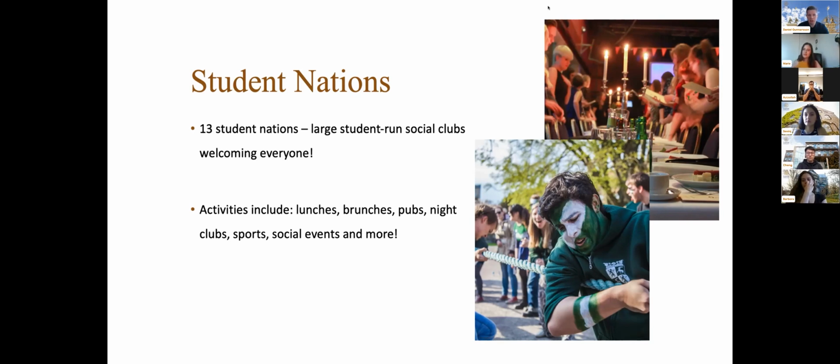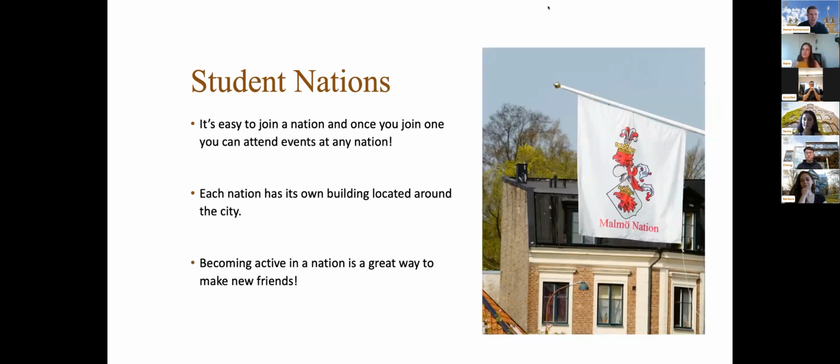So Student Nations is very unique. It's something that you can find only at Lund University and Uppsala University in Sweden. And some of our nations are almost as old as our university. So they are 340 plus years old. So there's a lot of tradition when it comes to these organizations, which makes them very unique and very interesting.